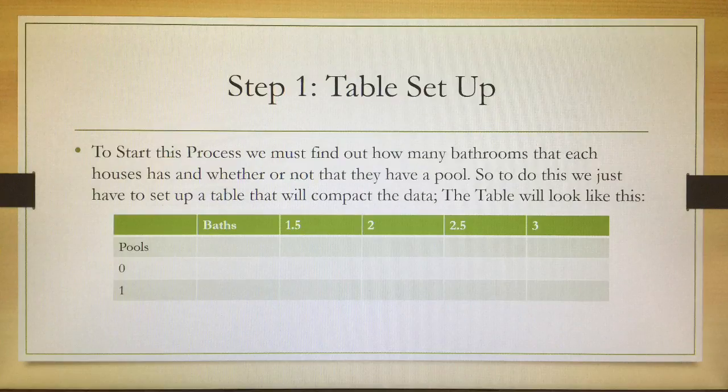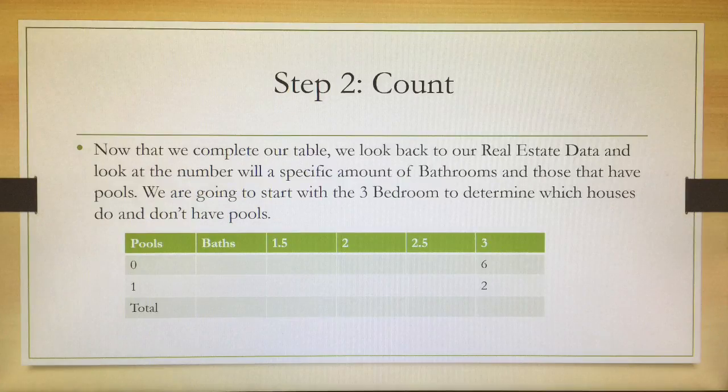The first thing we do is set up our table by the number of baths, from 1.5 to 3. On our left-hand side, we have pools: the ones without a pool and the ones with a pool. I didn't set the table up right because I really don't know how to set up a table in PowerPoint, but I did the best I could. Before I begin, I want to apologize: where the 2 is under the 3, that's really supposed to be a 3. My mistake for any confusion.